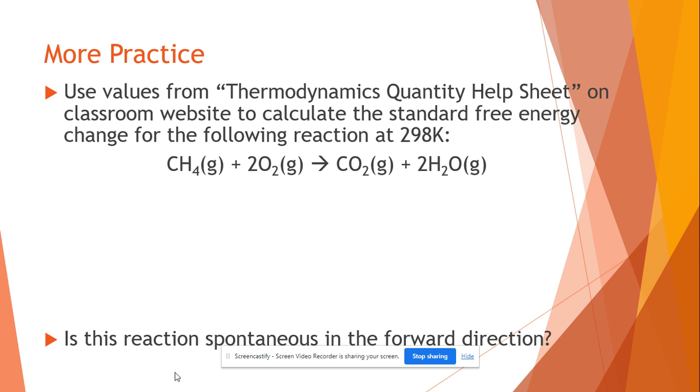Okay, let's see what you got as your answer. So remember, when you do this, you have to do your products first and your reactants second, because it's products minus reactants. So if you go ahead and set this up, we have 2 waters, and then I have to find water on that sheet. Make sure you use the value for the gas and not the liquid. So 2 times negative 228.57, oops, okay, scratch that. Let's set that up again without messing it up this time.